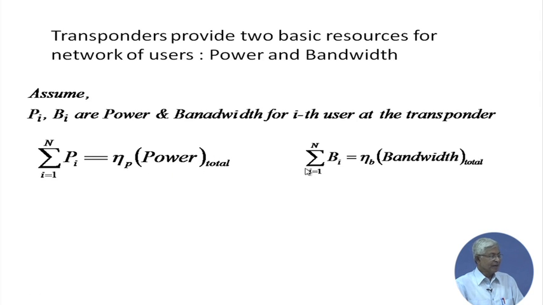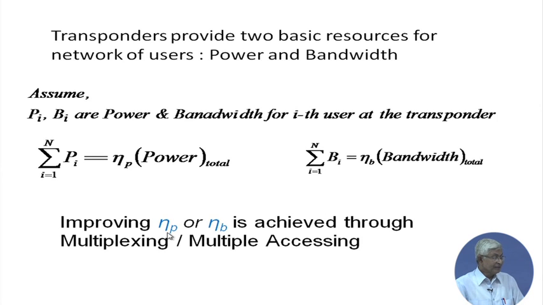Same thing can be put for the bandwidth. Each individual user's Bi is the bandwidth of that user, and the sum of all of them should be equal to the bandwidth available from the resource, that is the transponder total bandwidth, but we may not be able to fully utilize it. If eta b is equal to 1, then only it is possible. So, our intention in multiple access is to make eta p in terms of power and eta b in terms of bandwidth as near to 1 as possible, right.